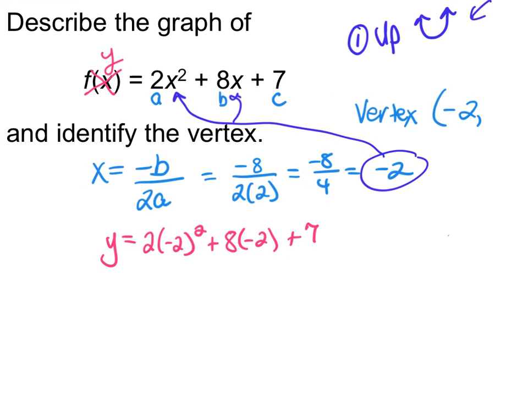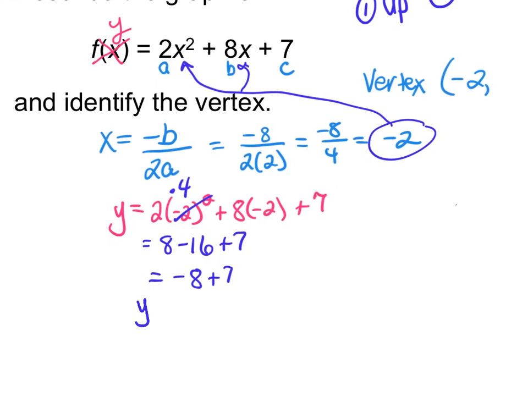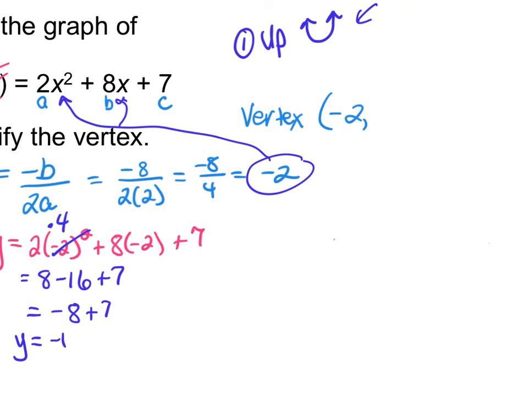And now we just simplify, guys. -2 squared is 4, and 4 times 2 is 8. 8 times -2 is -16 plus 7. Well, 8 minus 16 is -8 plus 7. So what does y equal? -1. So my vertex is at -2, -1. Now you guys can tell me a million things. My axis of symmetry is at x equals what? -2.